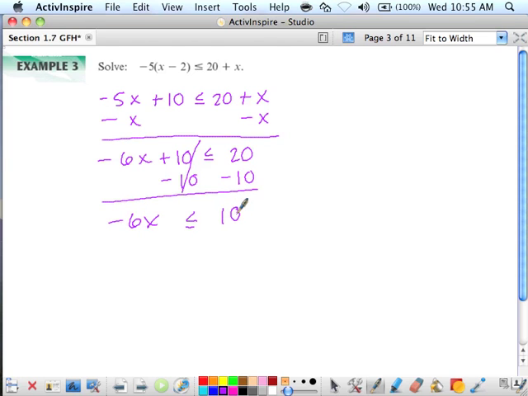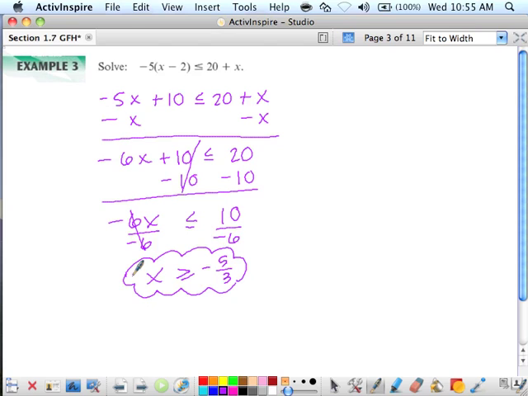And this is the part where we have to be really careful. Now we'll divide through by -6, and when I divide by a negative, my inequality sign reverses itself. It's the same as changing direction on your number line. So greater than or equal to whatever 10 divided by -6 is. Unless WebAssign tells you otherwise, I would like for you to leave your answer as an improper fraction. What does 10 over -6 simplify to? -5/3. So I would like for you to leave your answer that way.